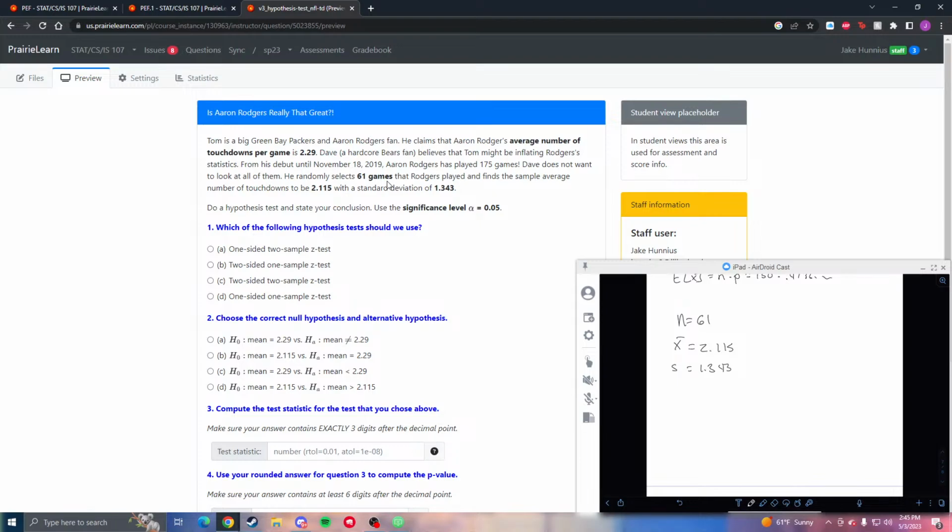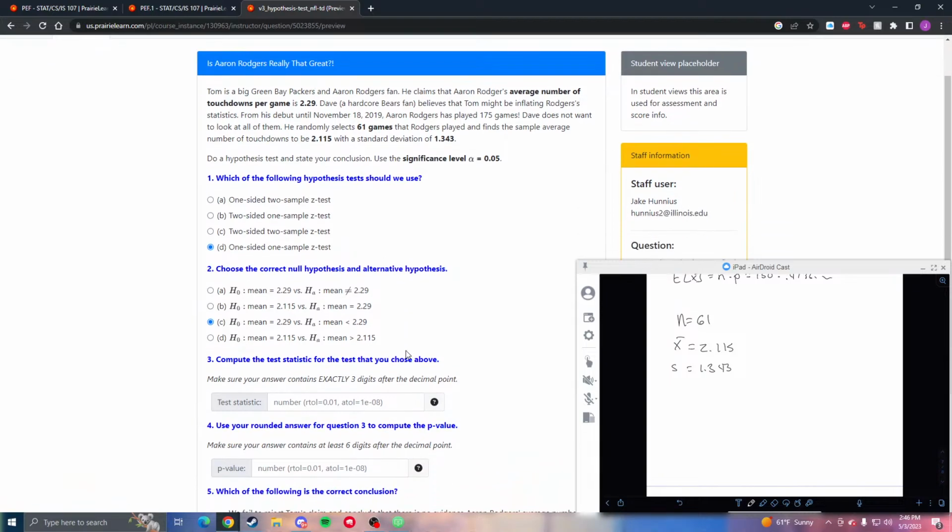So we're trying to say that Dave is trying to prove that Aaron Rodgers throws less than 2.29 touchdowns per game. So it's going to be a one-sided test because we think it's less than, and it's one sample because we're only using Aaron Rodgers' statistics. All right? So we kind of answered this with part one, but it's mean. The true mean is 2.29. Our alternative hypothesis is that it's less than 2.29.